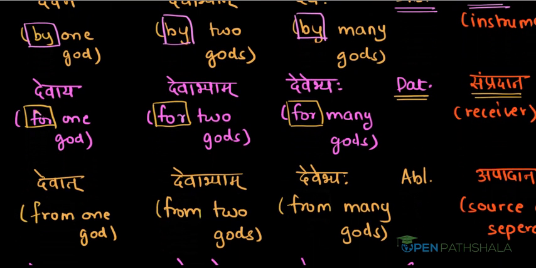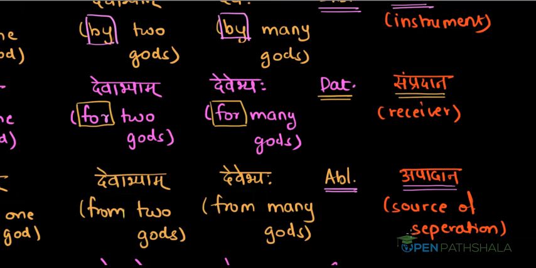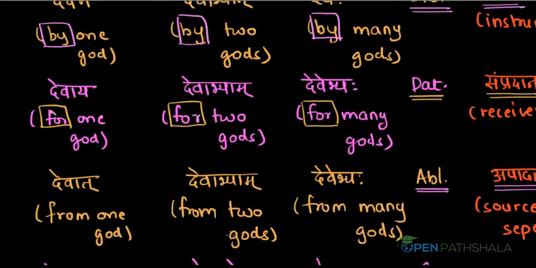Next we have the ablative case. This ablative is used in the sense of apadana, that means source of separation. So the meaning of devat will be from one god, devabhyam from two gods and devebhyah from many gods. So here we can see that the word "from" precedes in the ablative case.